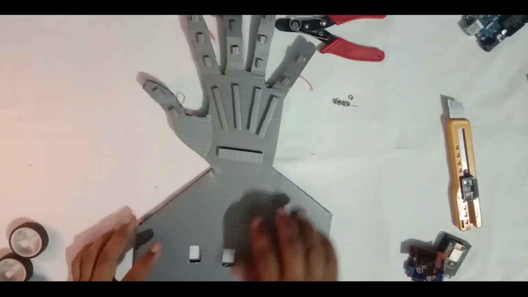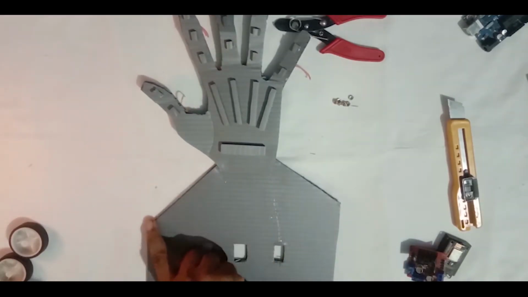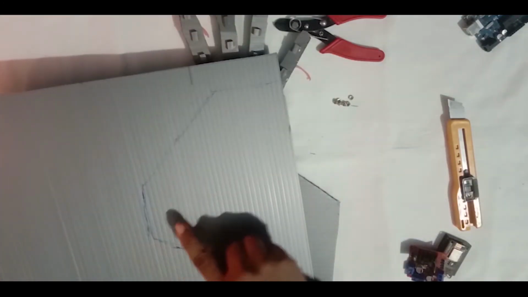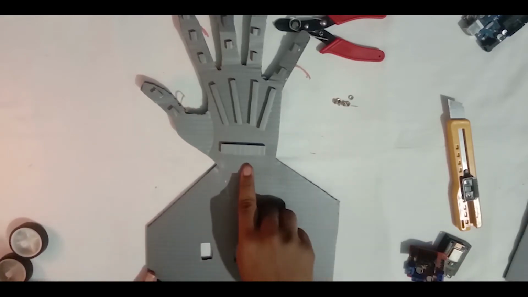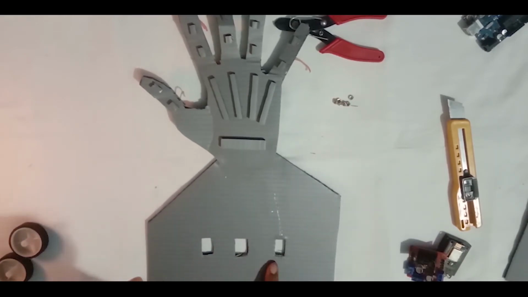Make a base out of the material as shown here and fix it to the hand model using Fevikwik. Here is an example drawing of this base from CAD. And cut 3 holes in between to mount servo motors.